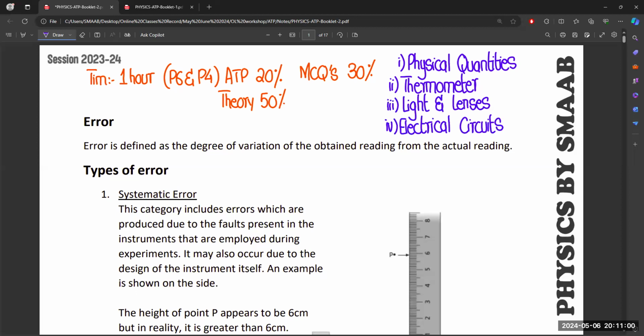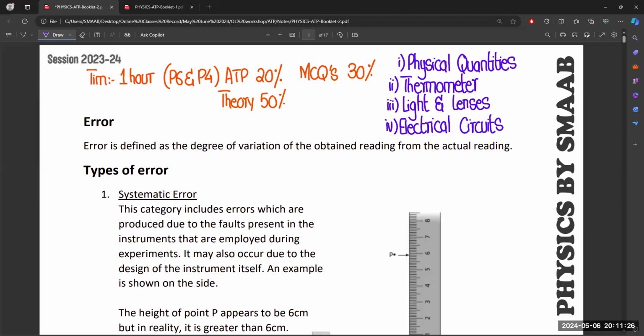You know that there are a total of 6 sections. Nuclear and space physics is not included. Otherwise, you can see all other topics are included in ATP. First of all, before starting any topic, there are many repeated questions also available in ATP because the practical remains the same for refraction, the practical remains the same for reflection, same for Ohm's law.